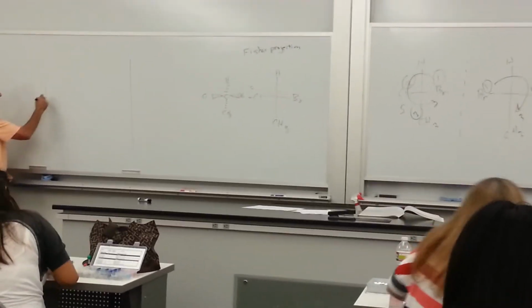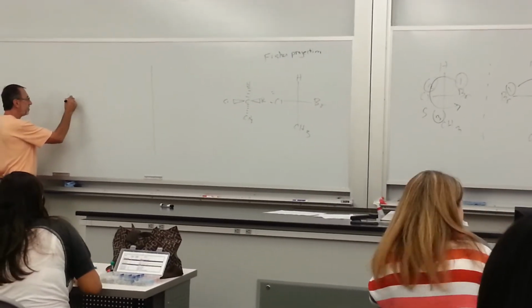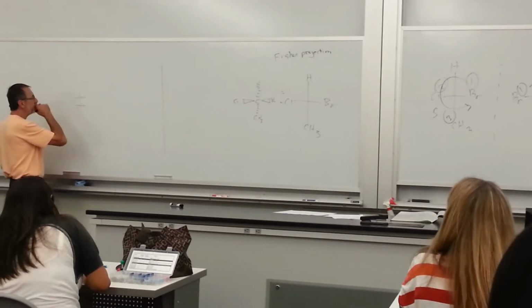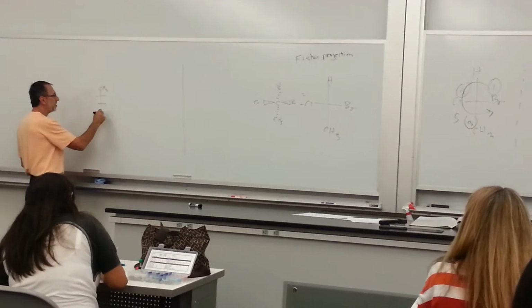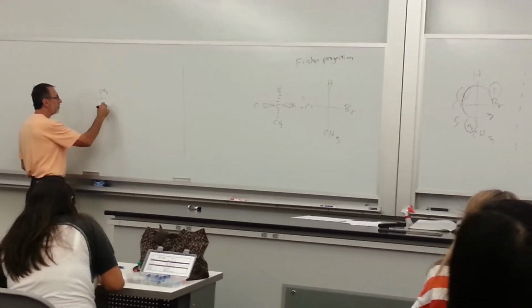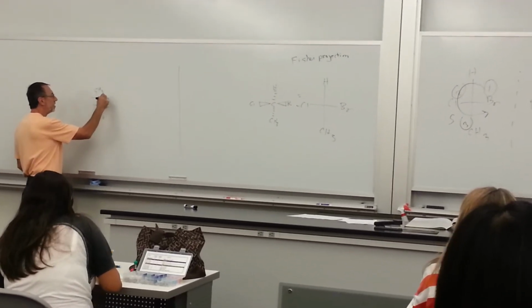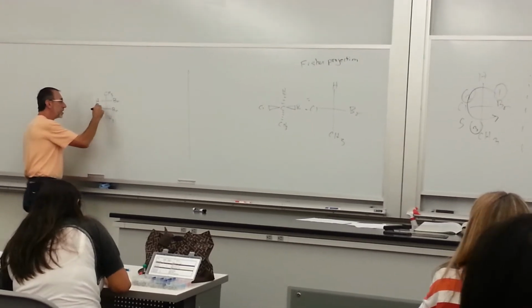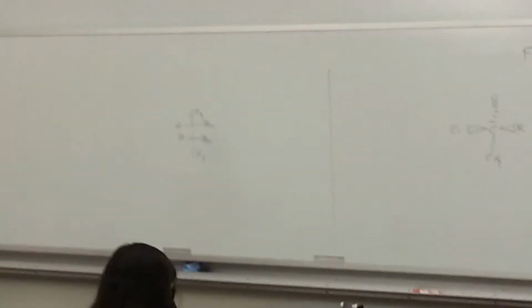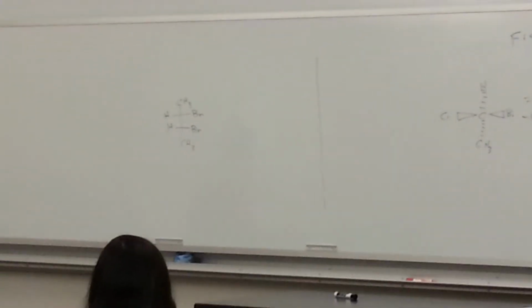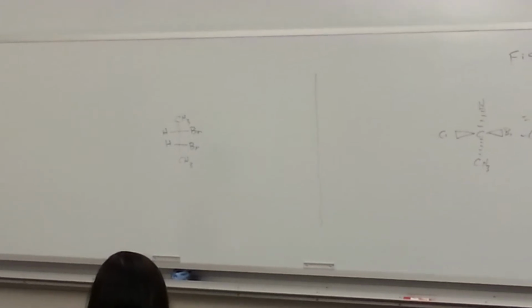So here's a Fischer projection. And over here, we're going to have a CH3. Over here, we have a CH3. Over here, we're going to have a Br, Br, H, and H. Okay? First, a simple question. It's almost trivial. How many stereocenters do we have?